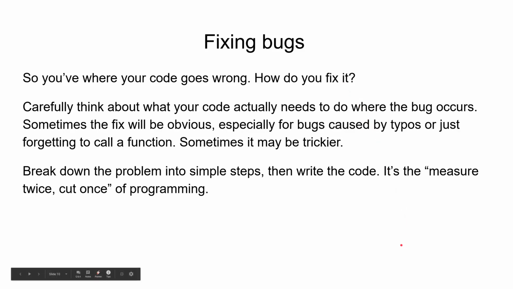So once you've seen where the code goes wrong, how do you fix it? Like with that last point, careful thought is the best way to do this. Just think very carefully about what your code actually needs to do where the bug occurs, and contrast that with what's actually occurring. Sometimes the fix will be pretty obvious, especially for smaller ones like just forgetting to call a function. I know I do that a lot. But sometimes it can be trickier.